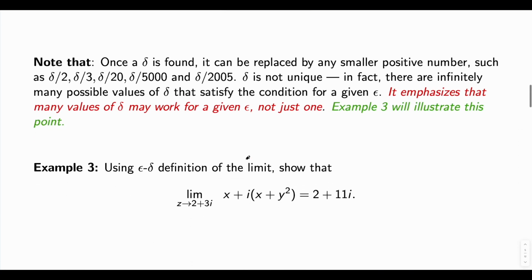Now if you remember the last video, we were talking about this delta is not unique, right? So the existence of delta is not unique. Now we are going to see with this example how delta is not unique, right? So this example 3 will illustrate this point. Using epsilon delta definition of the limit, show that limit z tends to 2 plus 3i of x plus I times x plus y square is equal to 2 plus 11i, right?